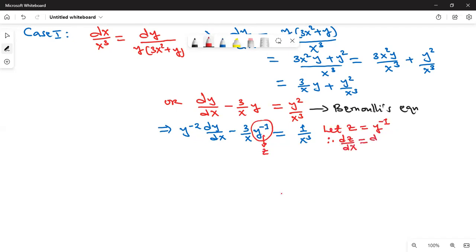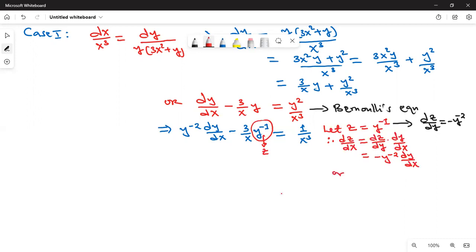Now that's the same as dz/dy times dy/dx. I'm using the chain rule. And from here, you see we can get dz/dy. dz/dy is simply negative y raised to negative 2. So I'm going to replace it so that I get my dz/dx. So this will be negative y raised to negative 2 times dy/dx.